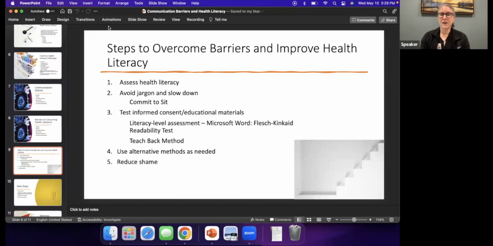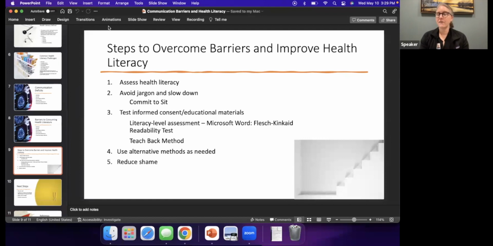And that brings us to our fifth step, which is reducing shame. And I really, really, really want to emphasize this, because when patients have difficulty understanding, it comes with a bit of shame. And we want patients to know that their communication deficits are not due to anything that they should be ashamed of, that we are working with them where they're at right now because they've had a major life event that has changed a lot for them.